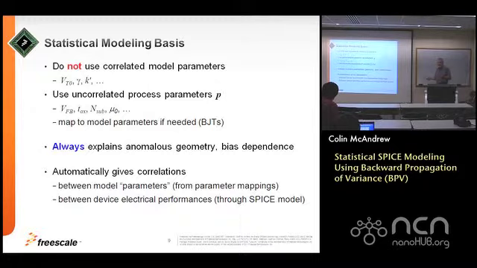And then those correlations that I said are important, we automatically get those between the model parameters because they come from the mapping from quantities like these to quantities like these. Again, more important for bipolars. And between the electrical performances of the device because they come through the SPICE model.